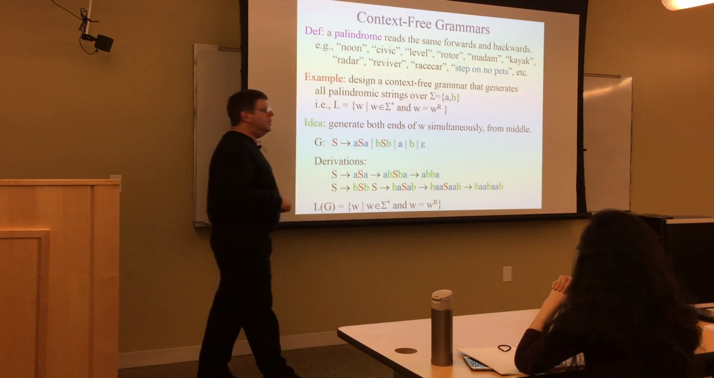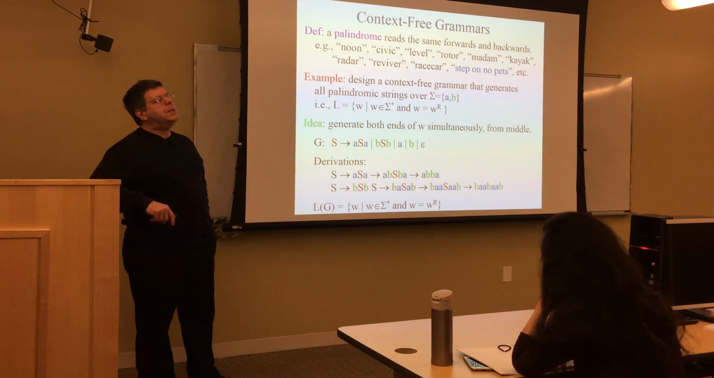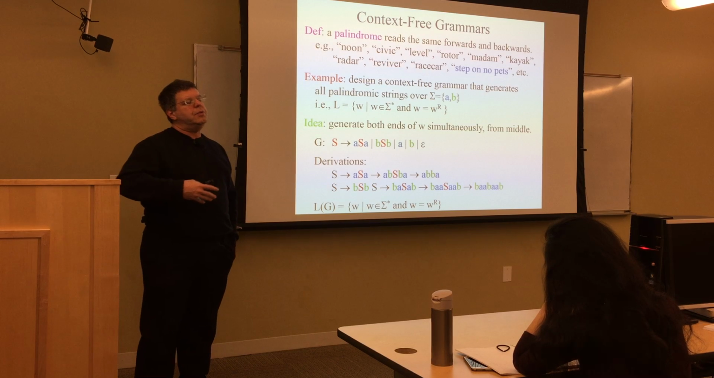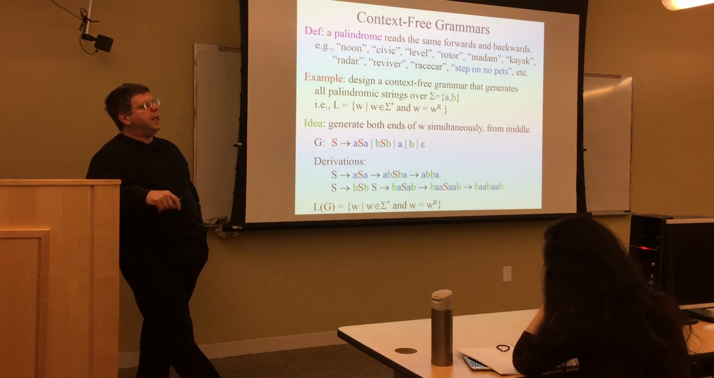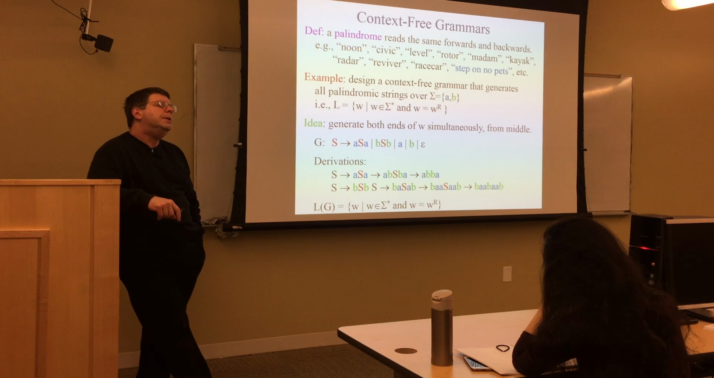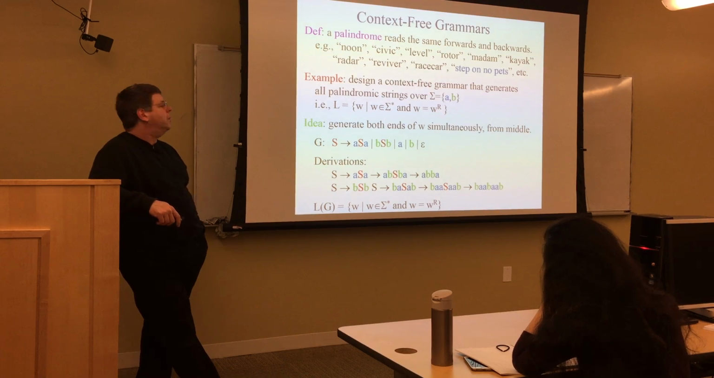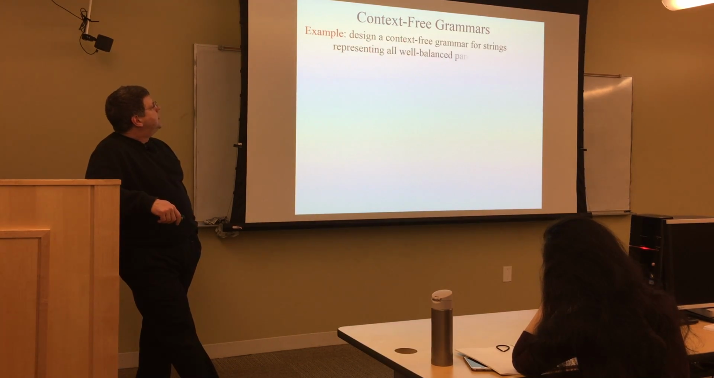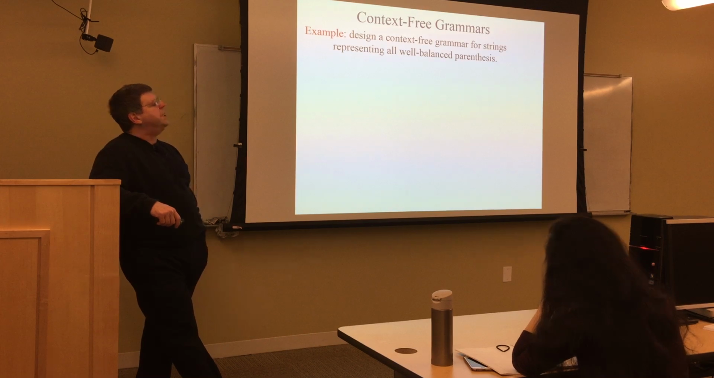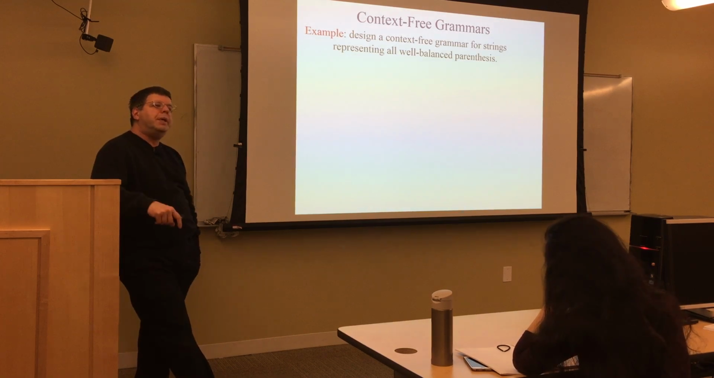Any questions about this grammar, what it does, how it works, and why it makes the palindromes taken all together a context-free language? Pretty straightforward. Okay. So, how would you represent, say, the set of strings that denote all well-balanced parentheses?